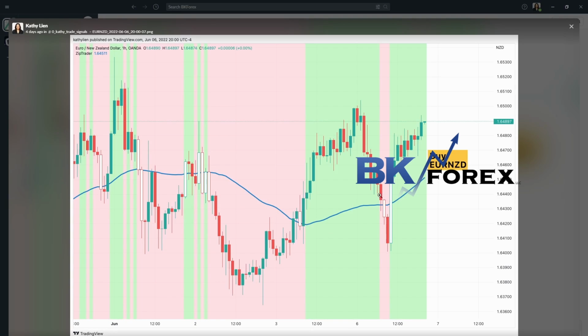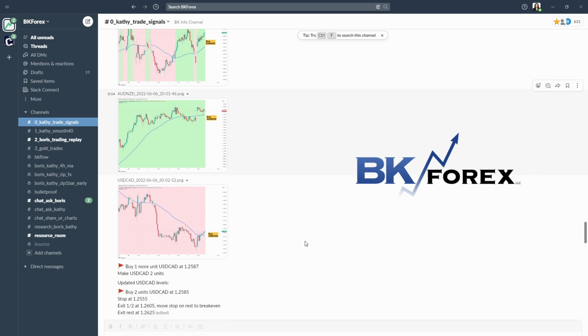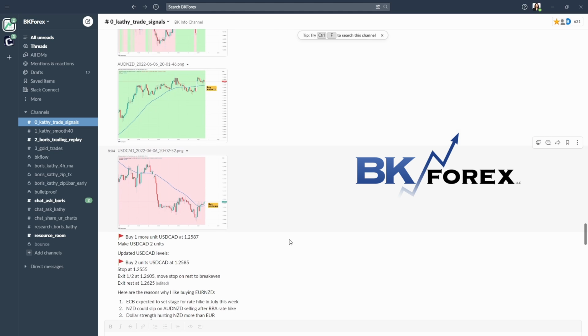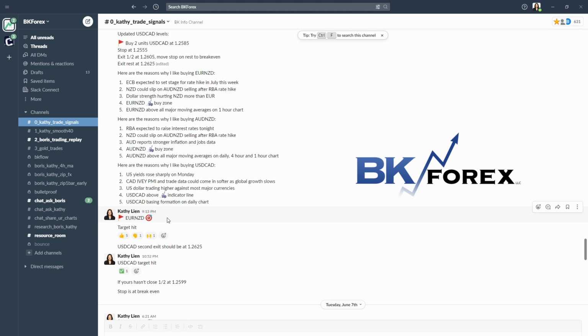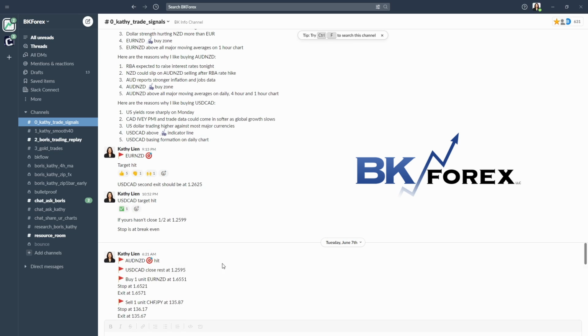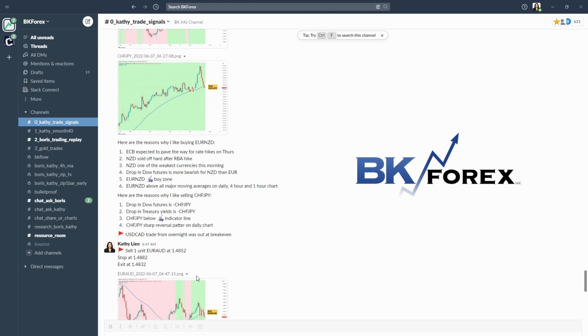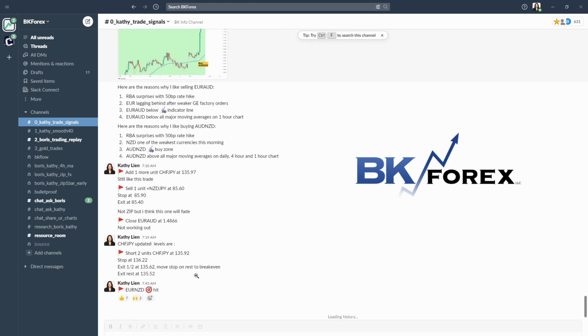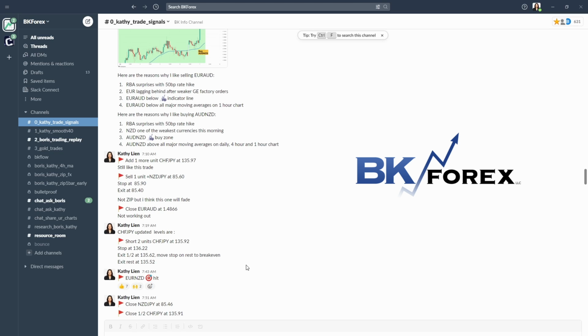Euro Kiwi was a very nice Zip trade to the upside. And so was Aussie Kiwi. And if you take a look at this, Euro Kiwi hit profit targets very, very quickly. And Dollar CAD also hit profit target. And Aussie Kiwi hit profit target. So, this just shows you how we trade and how I publish my trades in our Slack room.